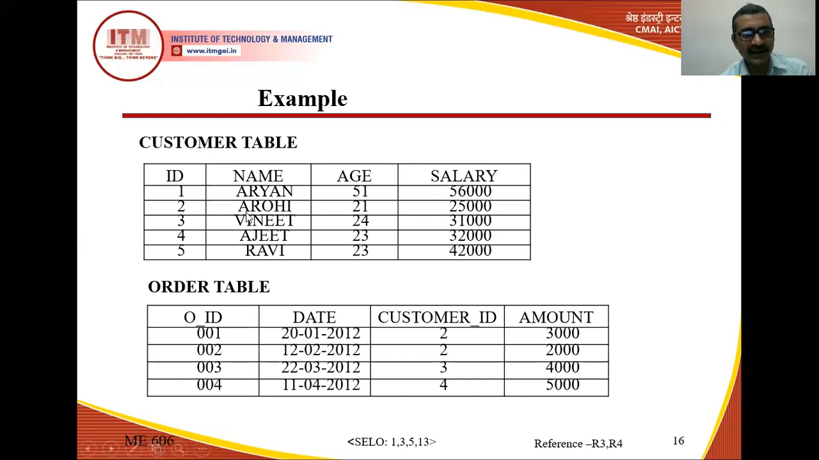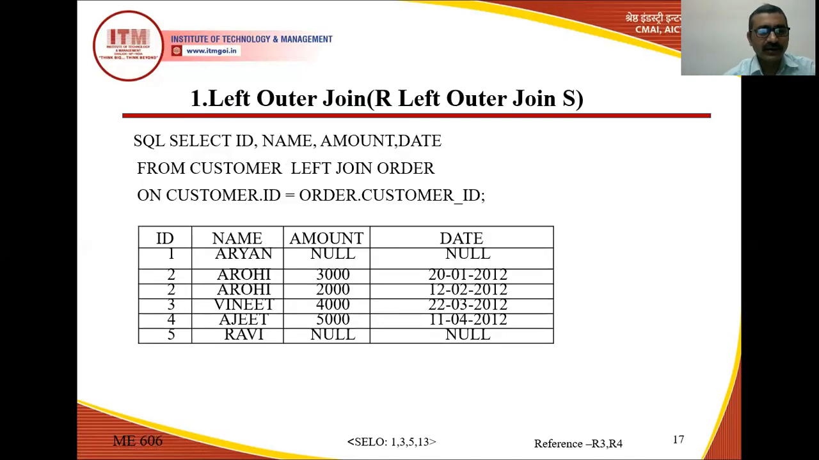The id in the customer table is common with the customer id in the order table. Two fields are common in these two tables. So id, name, amount, and date, these four fields are selected, because here we have to use four columns: id, name, amount, and date.